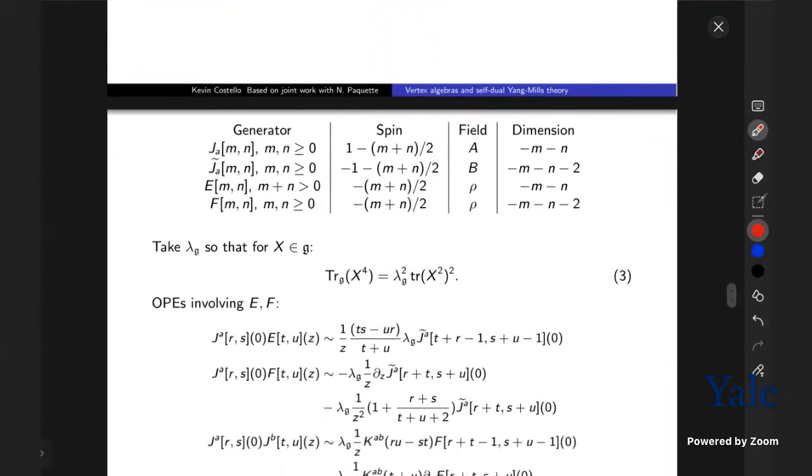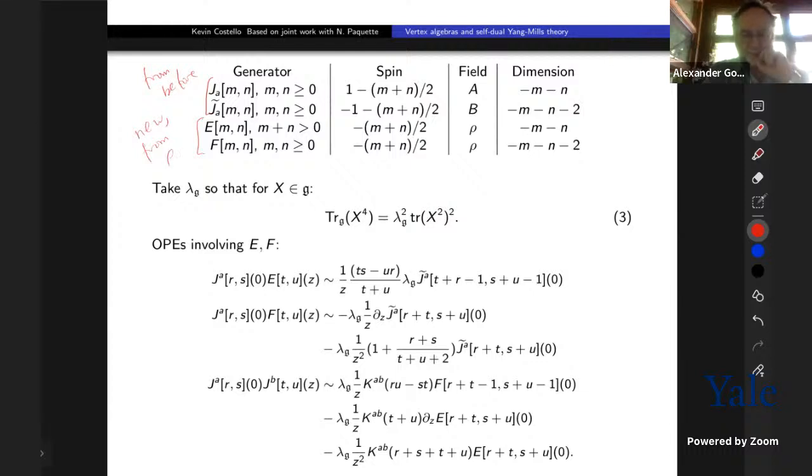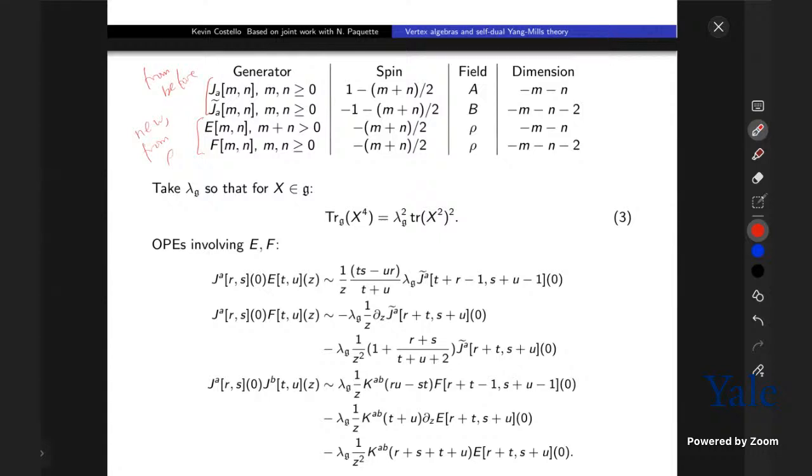So the way it looks is that we have these two things, from before: the J and J tildes corresponding to positive and negative helicity states. And E and F, and these are new from rho. The reason there are two towers is that rho satisfies a fourth order equation, so it should be thought of as two scalar fields, each scalar contributing a tower like this.